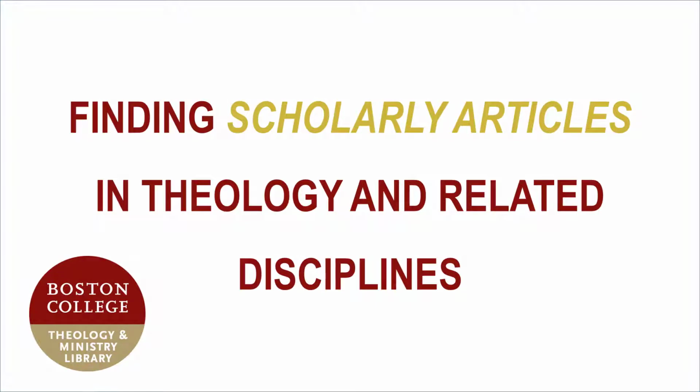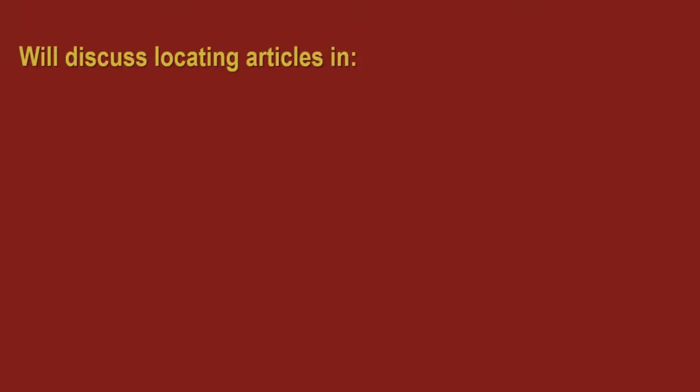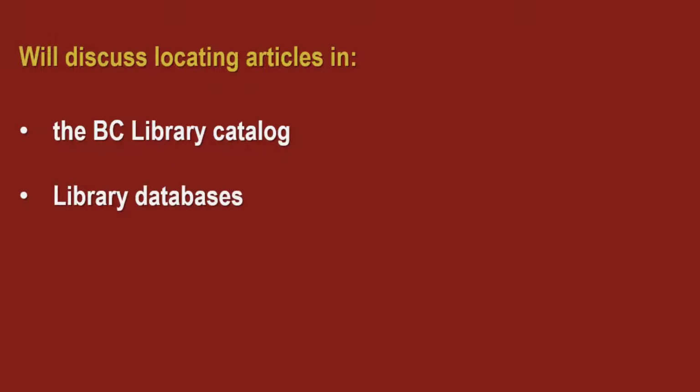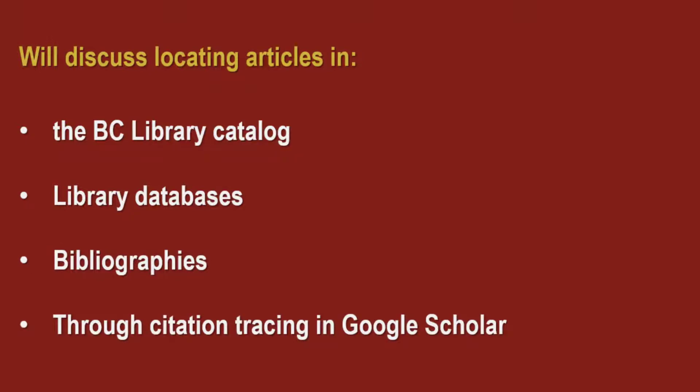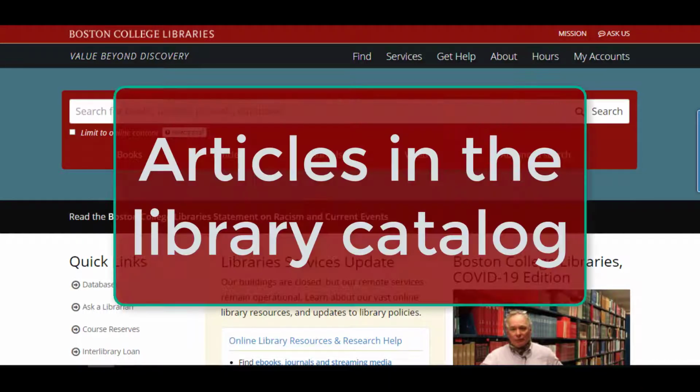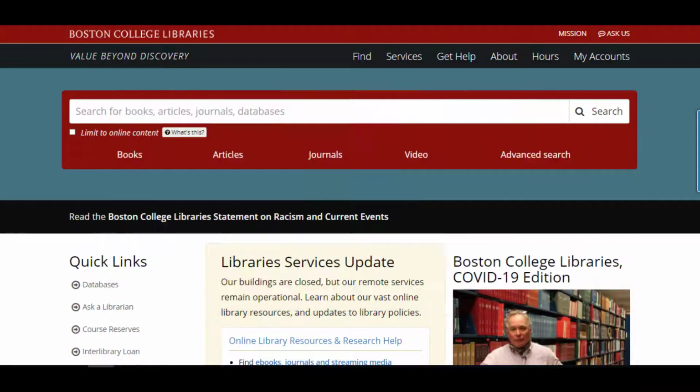Welcome to this tutorial on finding scholarly articles in theology and related disciplines. In this video, I will discuss locating articles in the BC Library Catalog, library databases, bibliographies, and through citation tracing in Google Scholar.